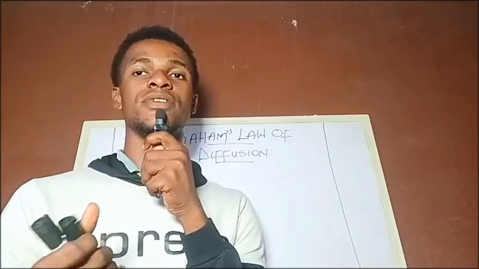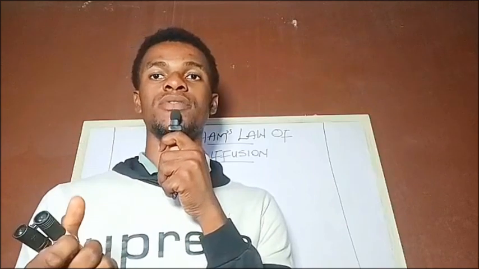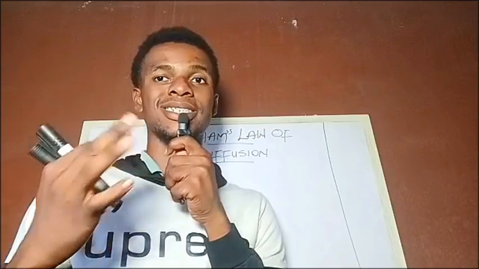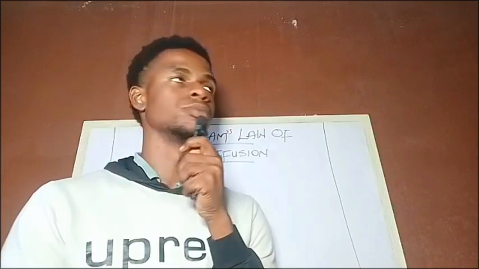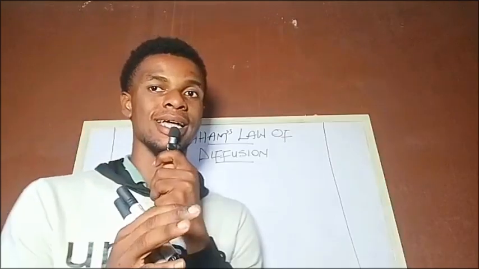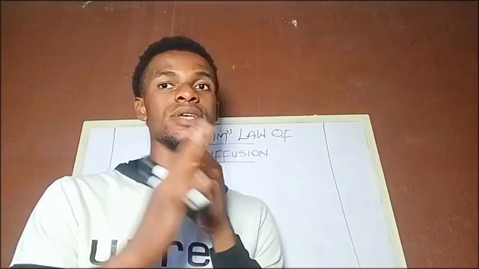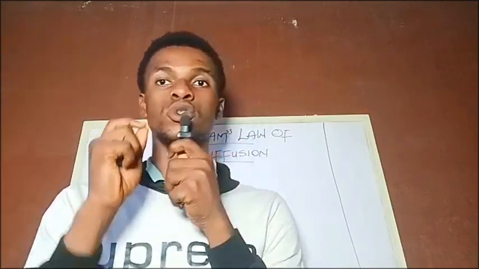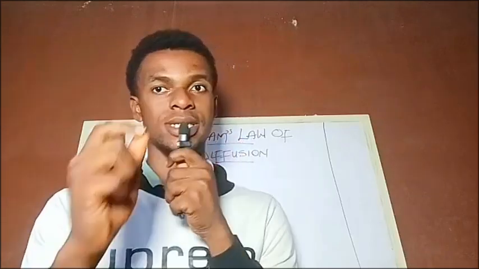Diffusion. Now, I've done a video on Boyle's law, and I've also done a video on Charles' law and the ideal gas equation. So, if you want it, you can check it in my playlist below. Now, this law was discovered by a man called Thomas Graham in the year 1833. Now, this law states that the rate of diffusion of a gas is inversely proportional to the square root of its vapor density.